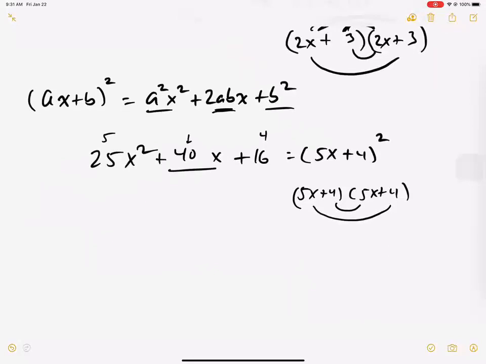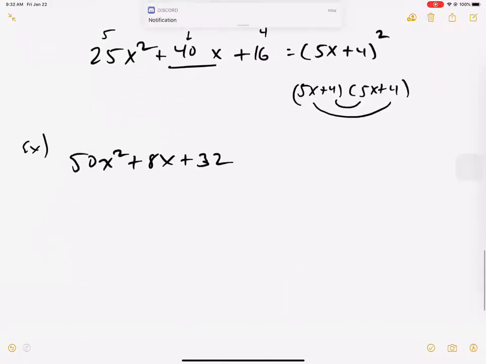Okay. Now, is this always obvious? No. If I had written this as 50x squared plus 80x plus 32, you would not have noticed that this would have been a perfect square model. So we go back and we say, hey, is there anything I can factor out in common? Between 50, 80, and 32, well, can I divide them all by 2? Then we have 25x squared plus 40x plus 16.